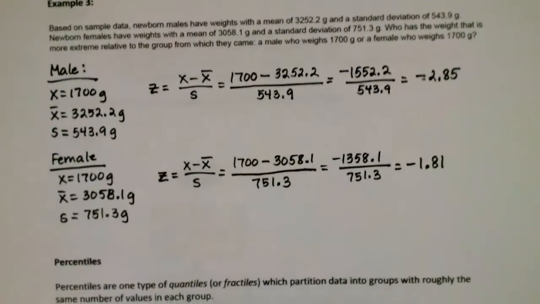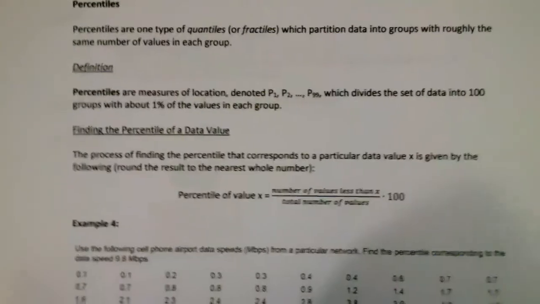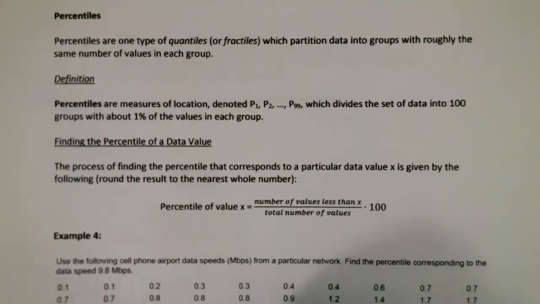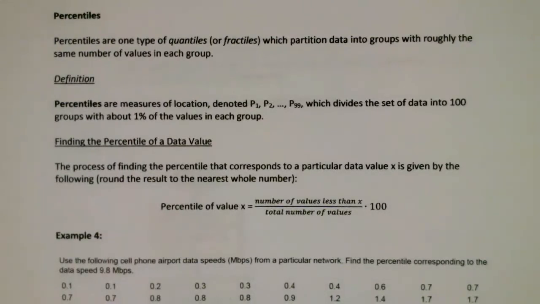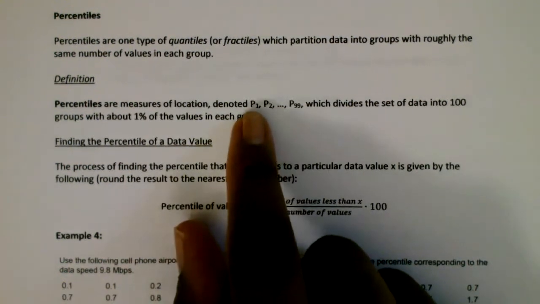Okay, so that's z values. Now let's talk about percentiles, which is another measure of relative standing. Percentiles are one type of quantiles or fractiles, which partition data into groups with roughly the same number of values in each group. So by definition, percentiles are going to be measures of location.